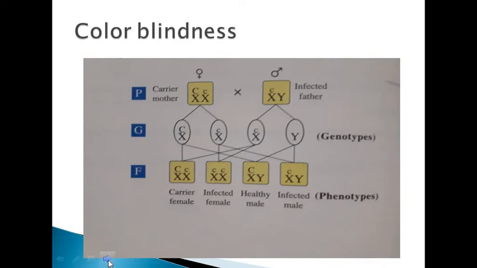What about the infected female? The infected female carries the gene from her mother and from her father. What about the carrier female? The carrier female takes the infected gene from her father. So the father will transmit the gene to his daughter, but never transmit the gene to his son.